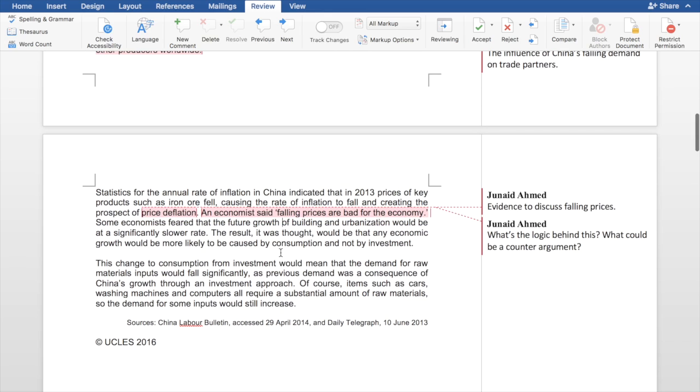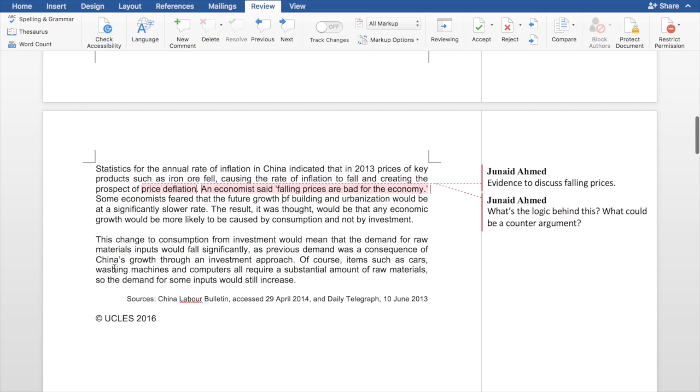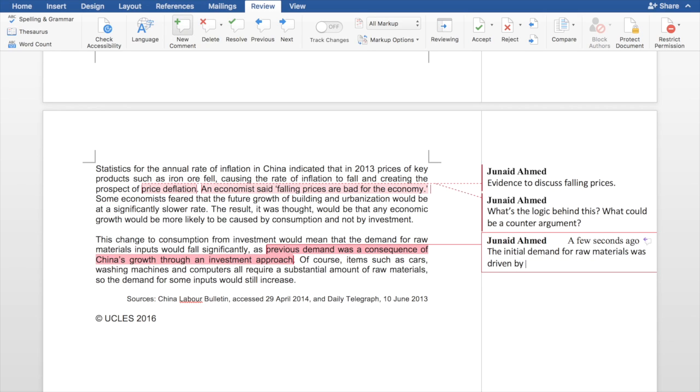All right, so we finished this paragraph by saying the result, it was thought, would be that any economic growth would be more likely caused by consumption and not investment. So we need to distinguish between those two. This change to consumption from investment would mean that the demand for raw material inputs would fall significantly, as previous demand was a consequence of China's growth through an investment approach. So what that means is that the initial demand for raw materials was driven by investment growth.